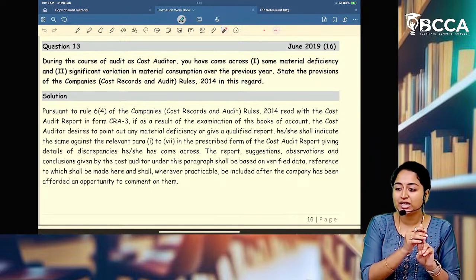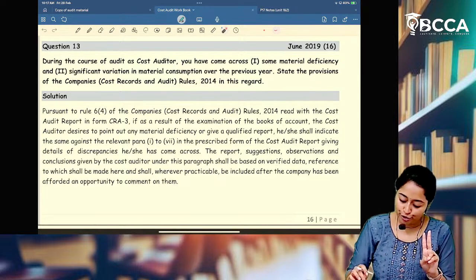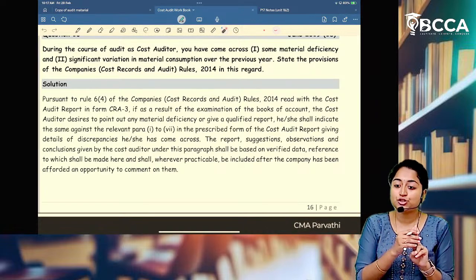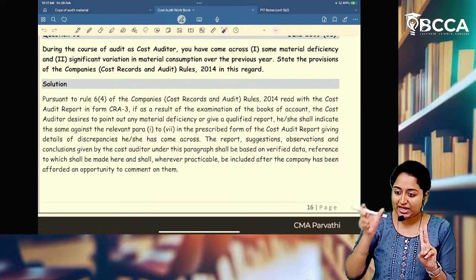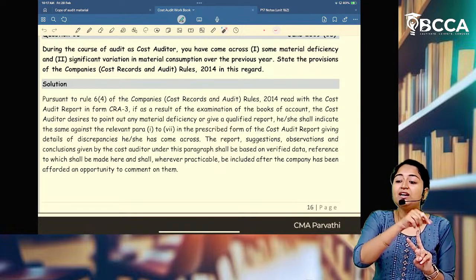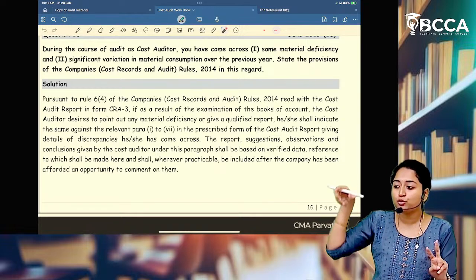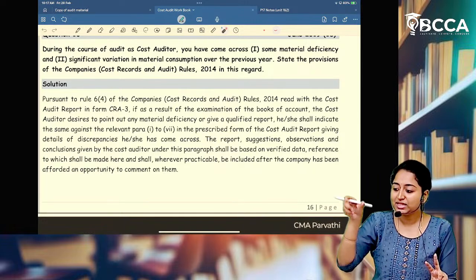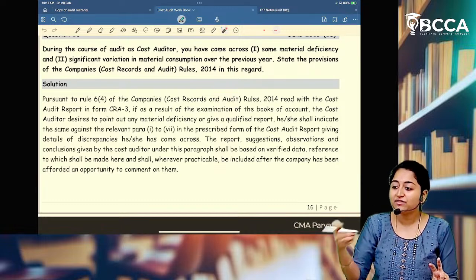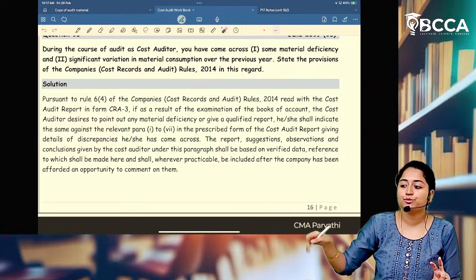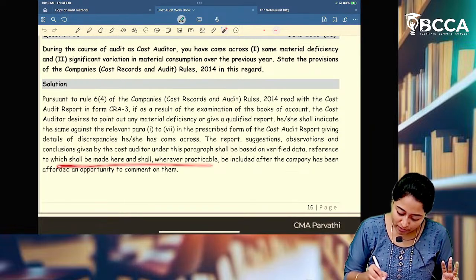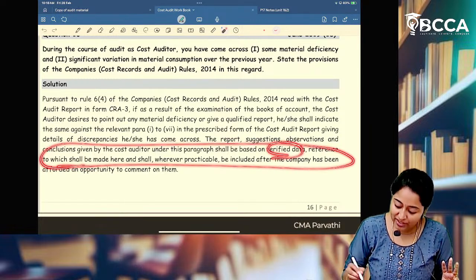And second point, while doing the cost audit report, if he has come across any discrepancies, then he has to give details regarding that, each and every detail. What's the reason behind that and from where did he come to know it? What is the proof which he is showing that this is a material deficiency? The verified data, whatever he has analyzed, that has to be also given.